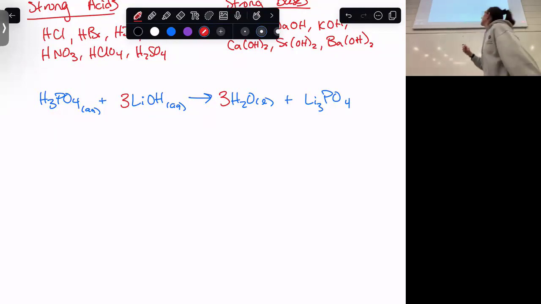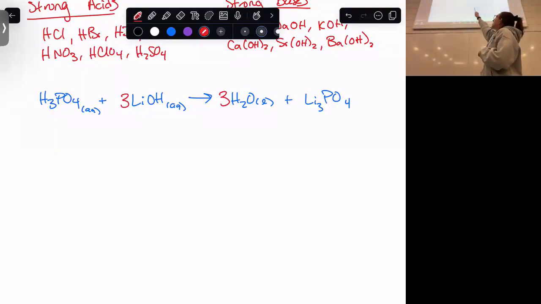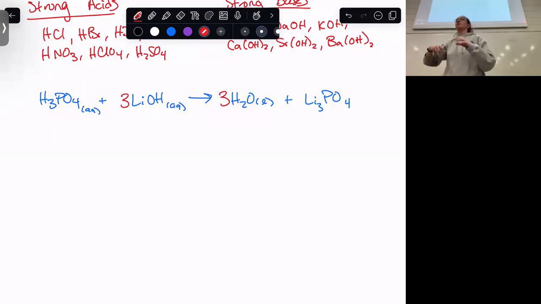Let's go over that again. We know that our product is going to be lithium 3 phosphate, so that means we have 3 lithiums. In order to balance those 3 lithiums on our product side, we need to put a coefficient of 3 in front of our lithium hydroxide on our reactant side. That now causes us to have 6 total hydrogens on our reactant side. And so to make 6 hydrogens, we need a 3 in front of our water on our product side. So we're only touching the coefficients. We're not touching any subscripts here.